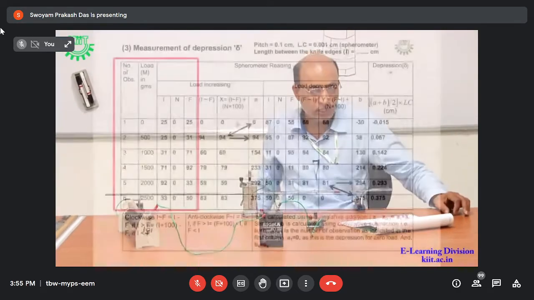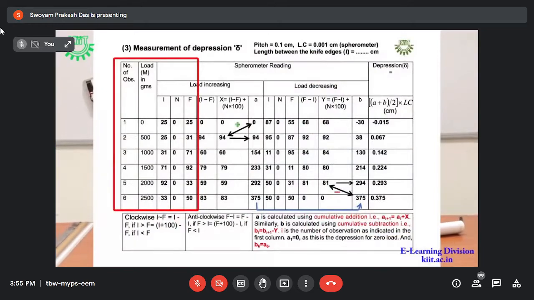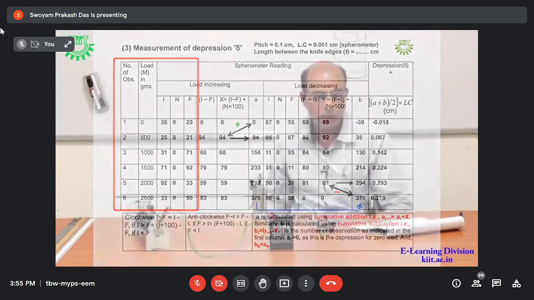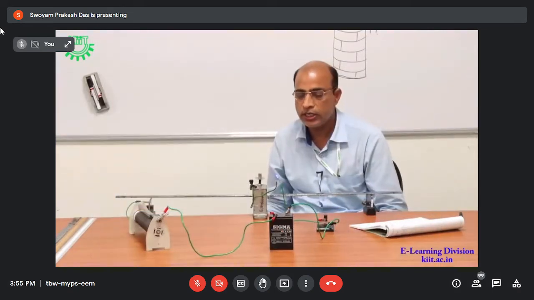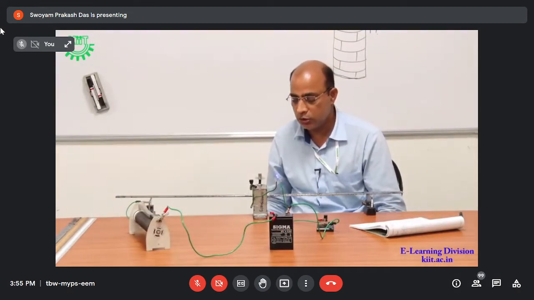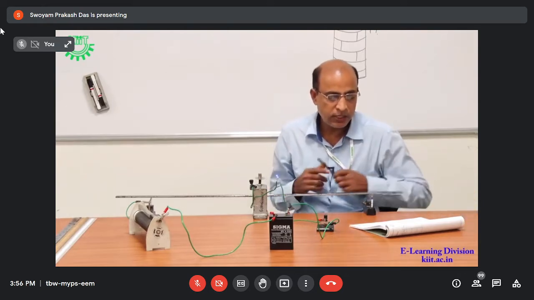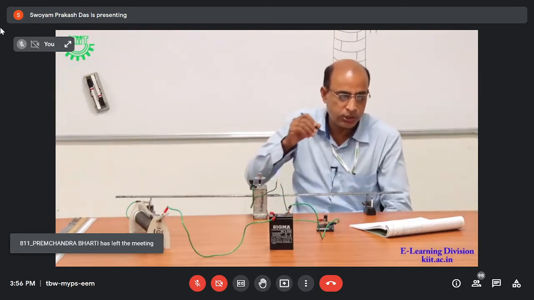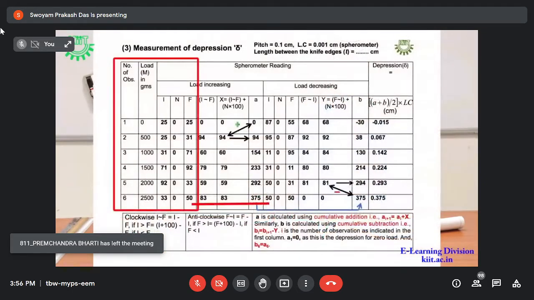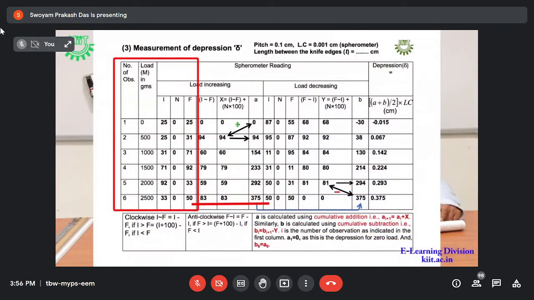So in this way we will continue for load increasing side. Then after we will proceed for load decreasing to get the values more accurate. Now whatever reading comes at the last observation, that is the final reading for 2500 gram, that will be the initial reading of the sixth observation or last observation for load decreasing.